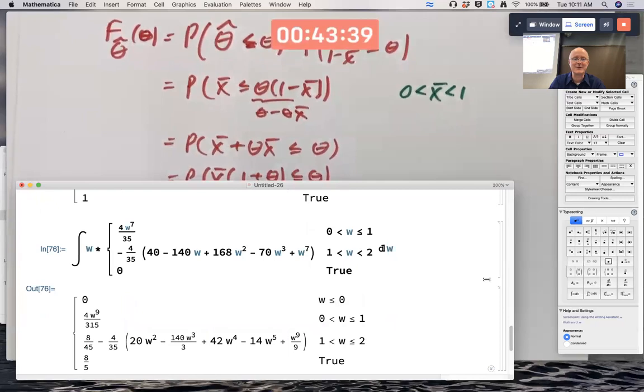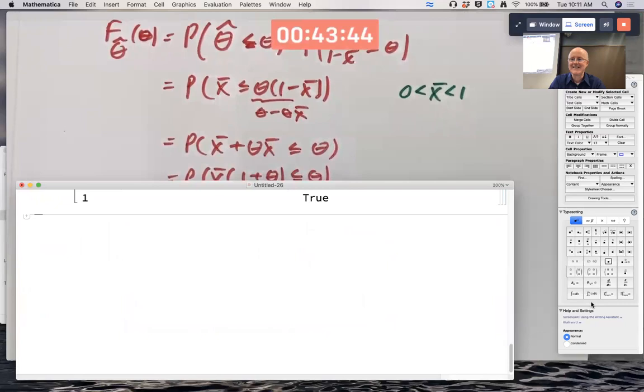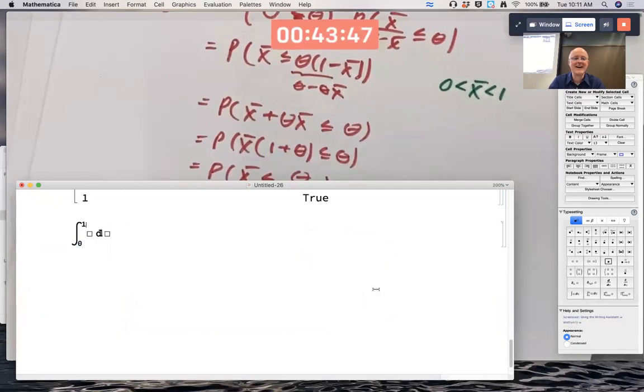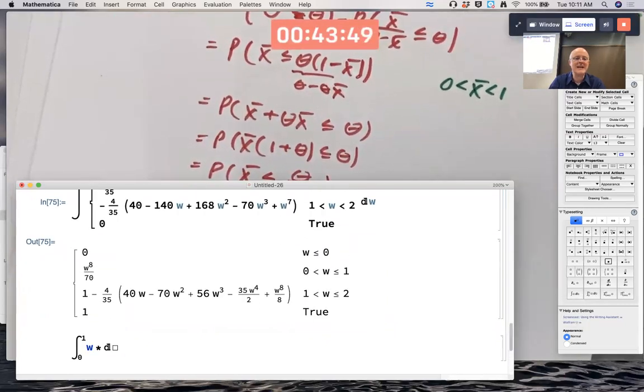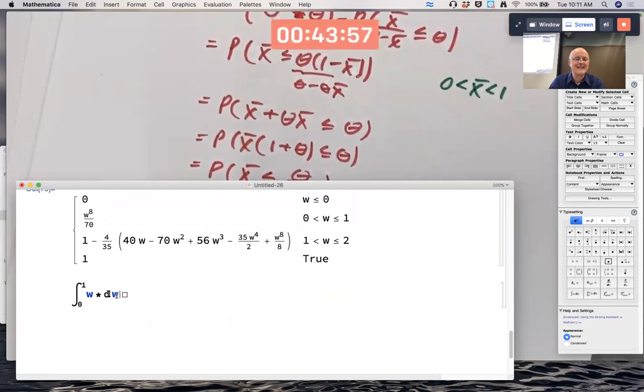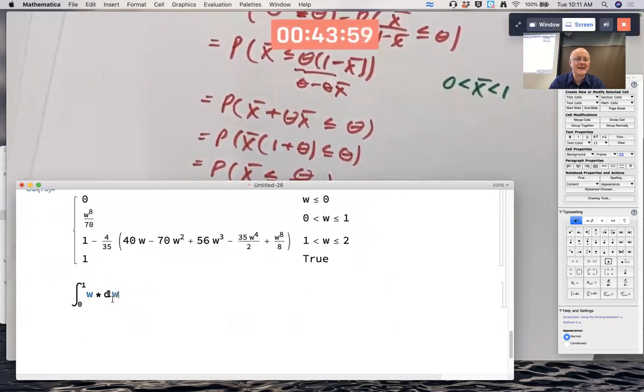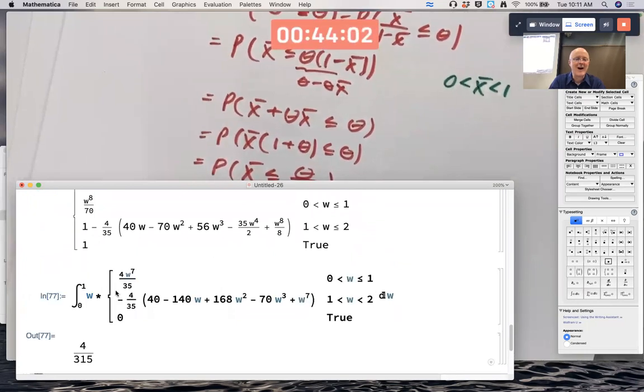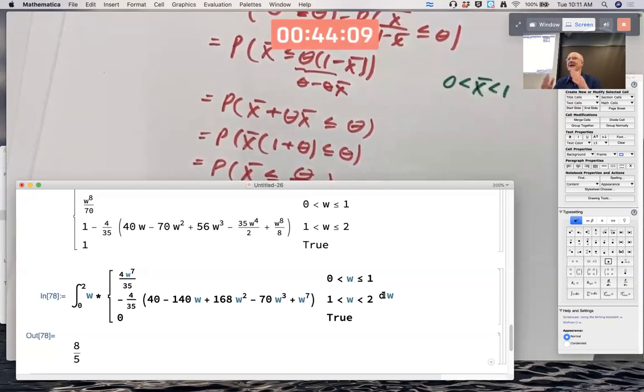Okay, we need to do a definite integral, sorry. Definite integral from 0 to 1. W times the PDF. Yeah, that whole thing. W. Oh, 0 to 2, excuse me. There we go. 0 to 2. W goes from 0 to 2. If each observed value of x is between 0 and 1, then the sum is between 0 and 2.